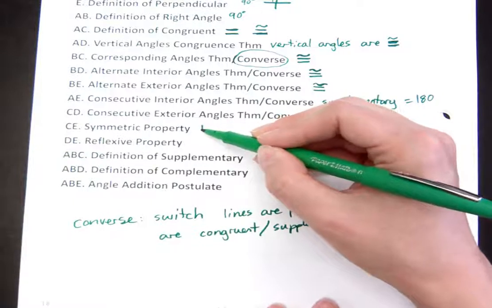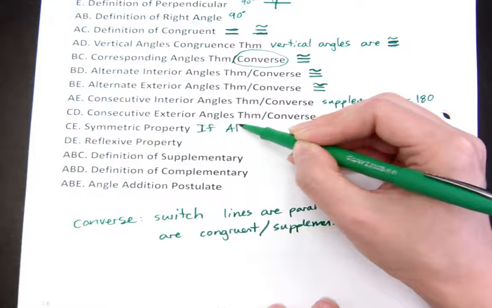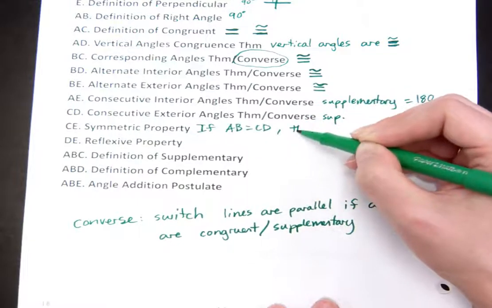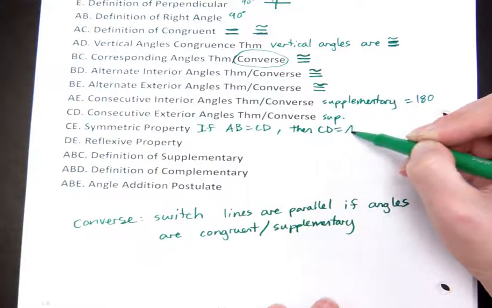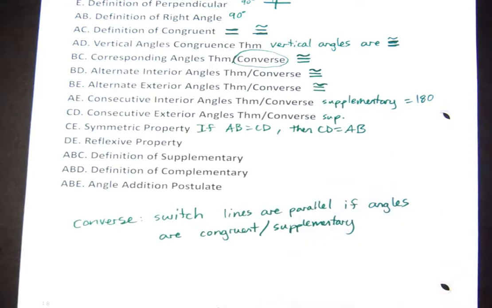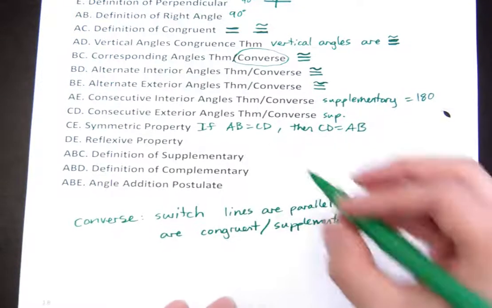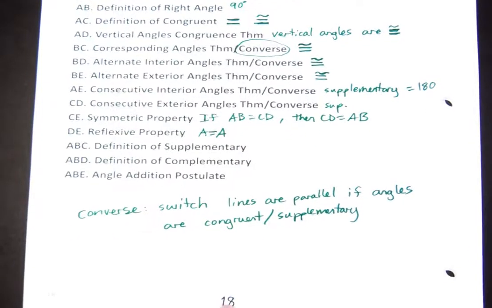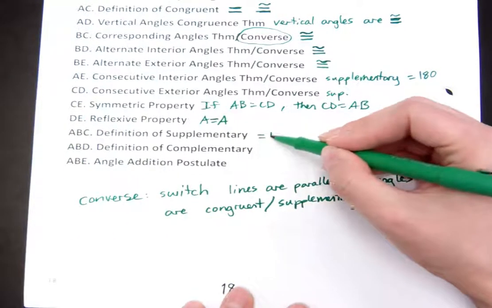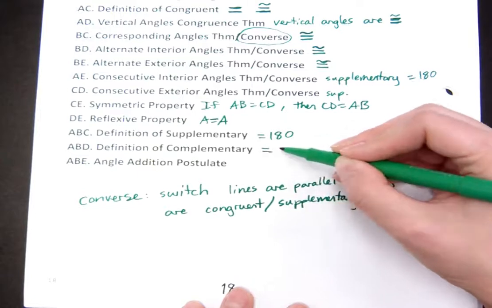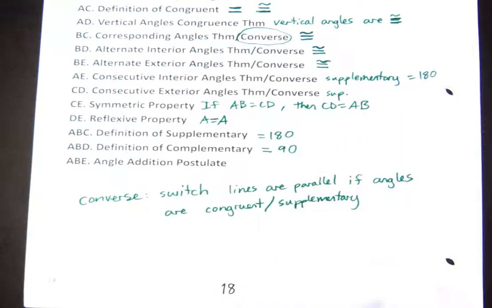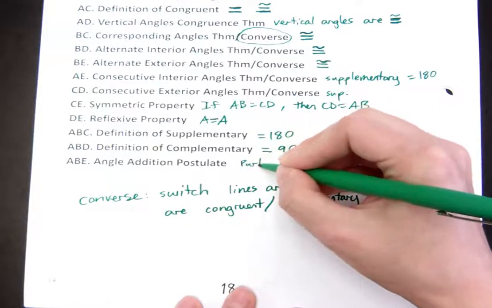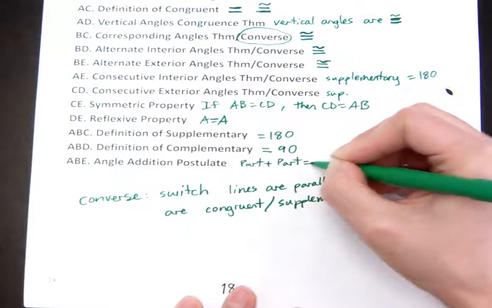What does symmetric mean? Yeah. So if I have AB equals CD, then CD equals AB. What does reflexive mean? Mm-hmm. So it just equals itself, nothing's changed. Supplementary, y'all just told me, equals 180. What does complementary mean? What's angle addition postulate? Yeah, so that's part plus part equals the whole.